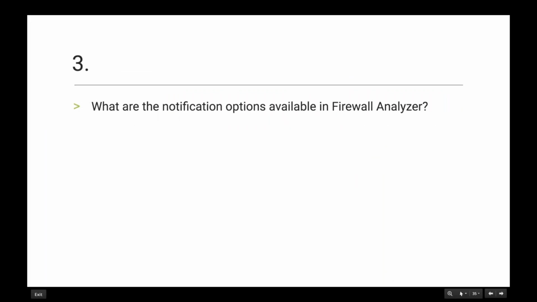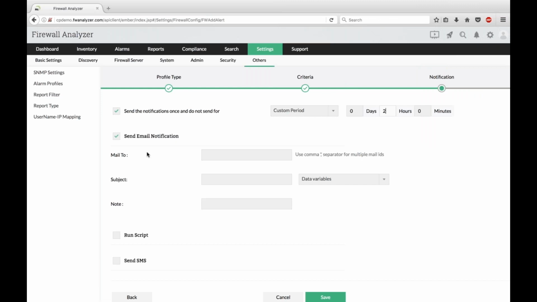The third question is: what are the notification options available in Firewall Analyzer? The notification options are, right away, email. I can send all my alarms as email notifications, or I can execute script files, batch files or an executable using run script, and I can also send SMS to my cell phones or mobile phones using an SMS gateway. So these are the three notification options that we have in Firewall Analyzer.